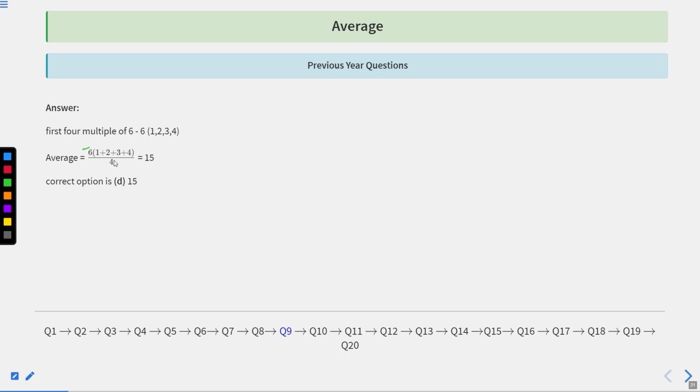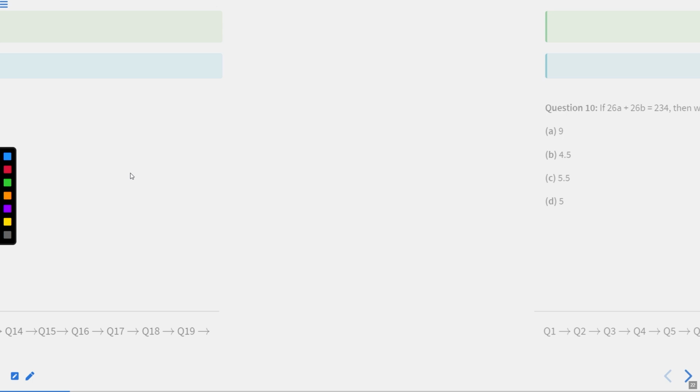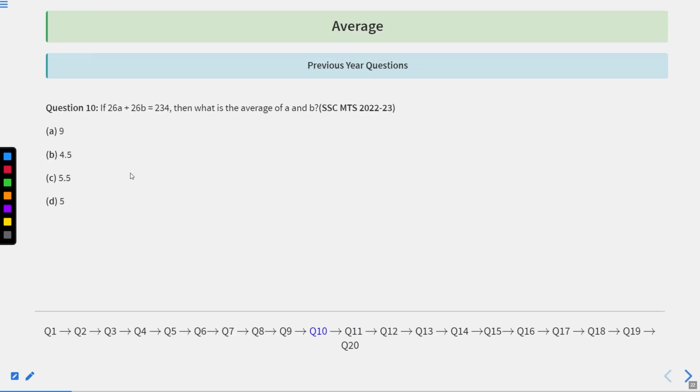So when I do that, I will have the sum of these numbers to be 10, correct? And 6 is here and you can cancel them. It will be 3 and 2. So on simplification, it will be 15. So the correct option here will be option number D, 15. Moving on to problem number 10.